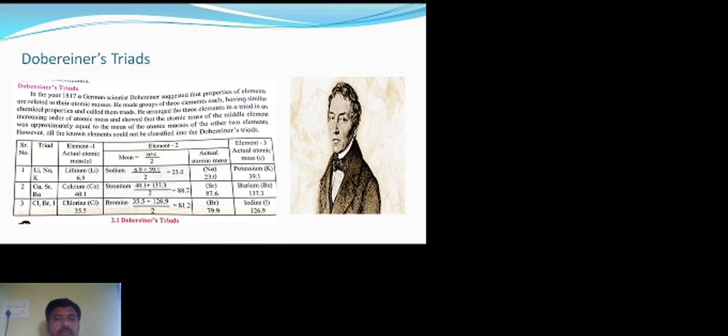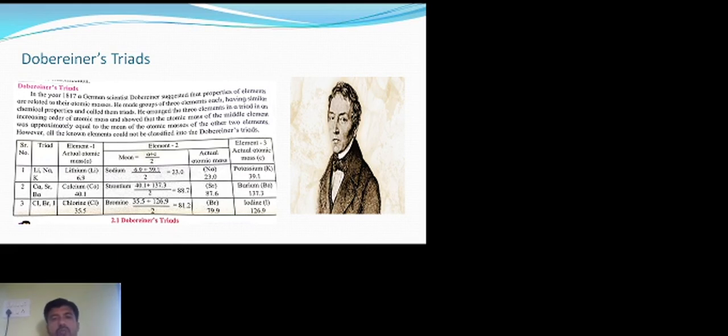So that classification is known as Dobereiner's Triads. However, all the known elements could not be classified into Dobereiner's triads. Dobereiner failed to classify the elements according to such a method, because very few such groups, such triads, follow Dobereiner's rule. So Dobereiner failed to classify these elements, and the next attempt was made by the scientist Newlands.